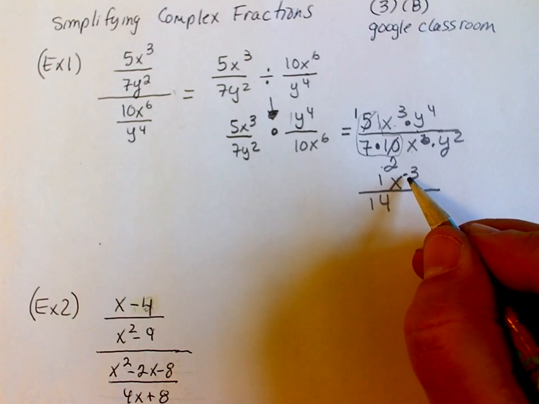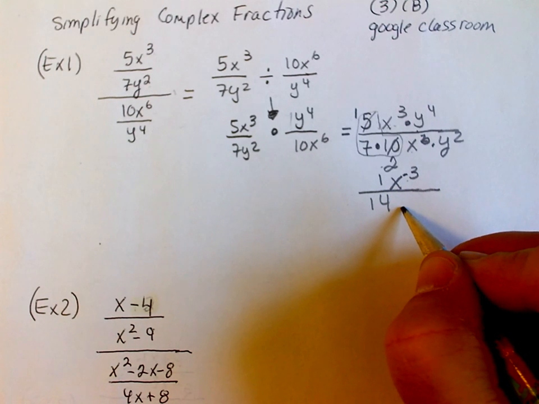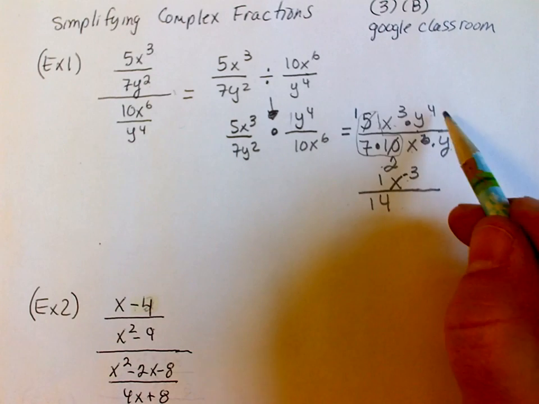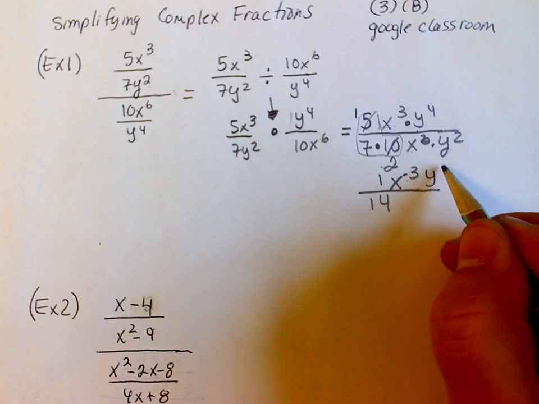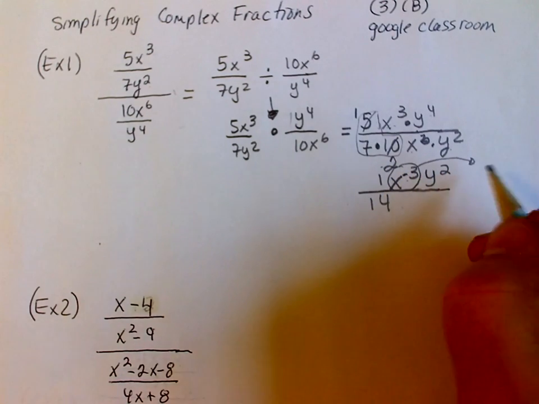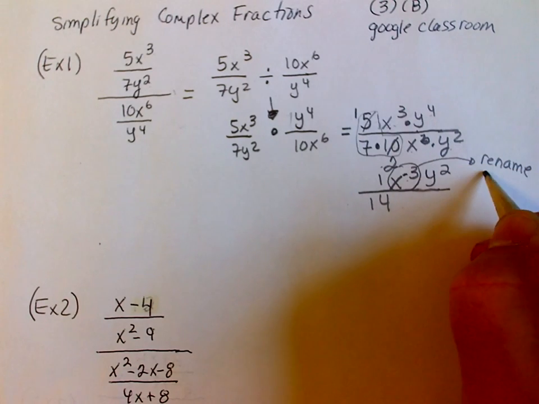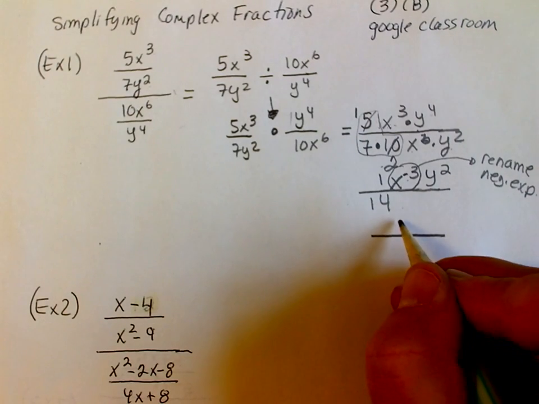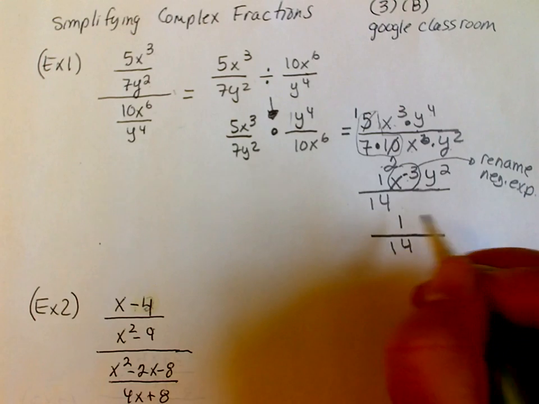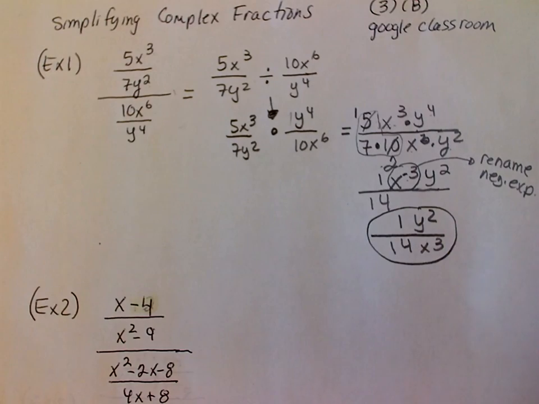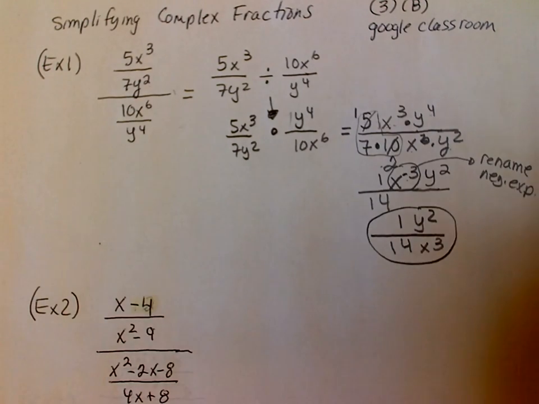What do I know about negative exponents? They can be replaced in my denominator as a positive exponent, which I will do in my next step. Lastly, we'll divide y to the 4th divided by y squared by subtracting exponents again, and I get y squared. Remember what I said just a couple of seconds ago? We want to rename the negative exponent. So we'll rename the negative exponent as a positive exponent in its denominator. So this will become 1 over 14 y squared and x cubed. That's the simplified form of the original example.